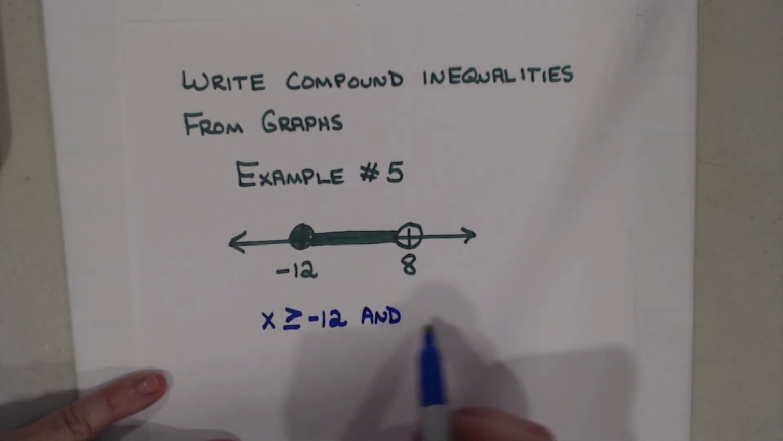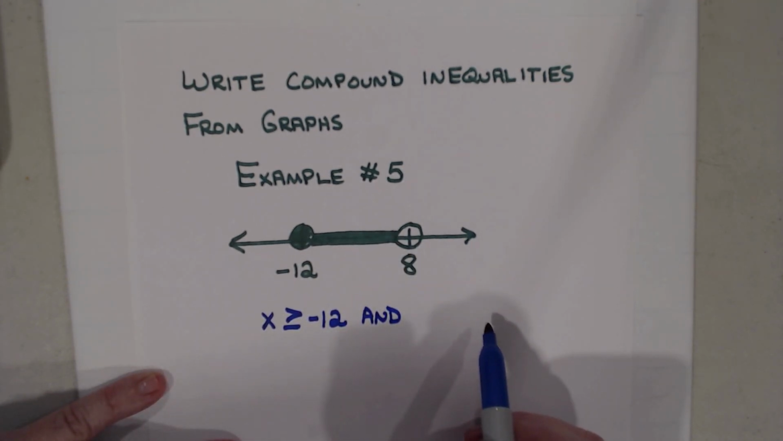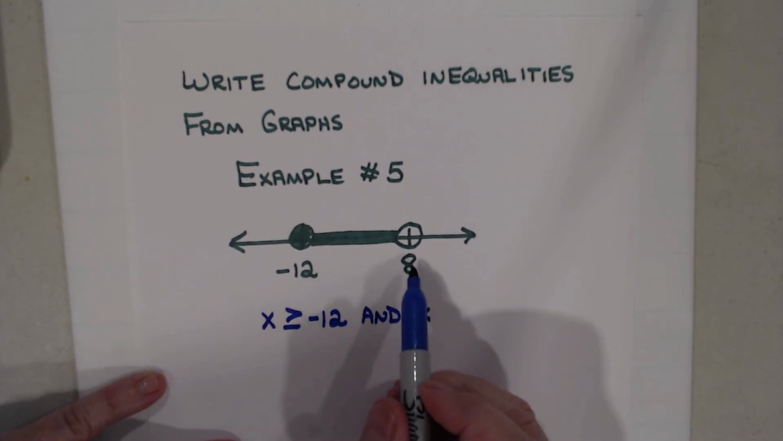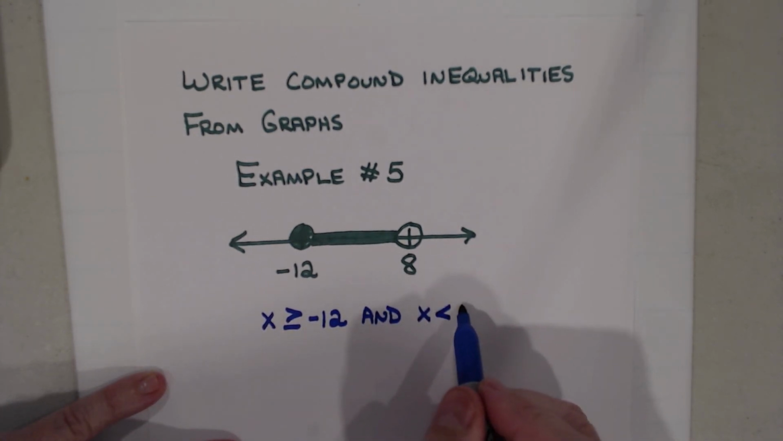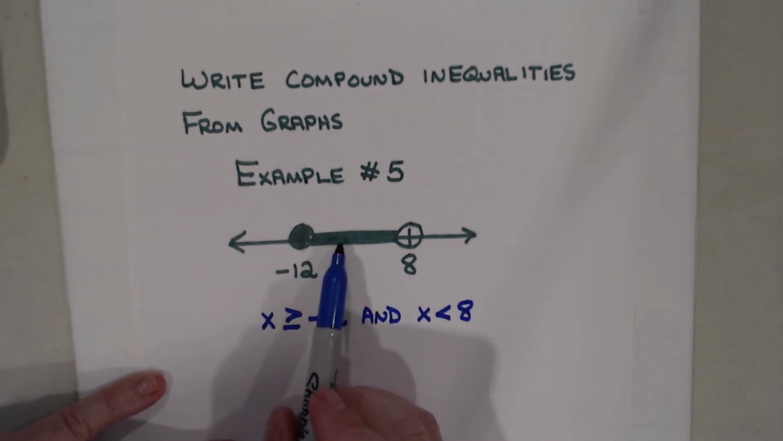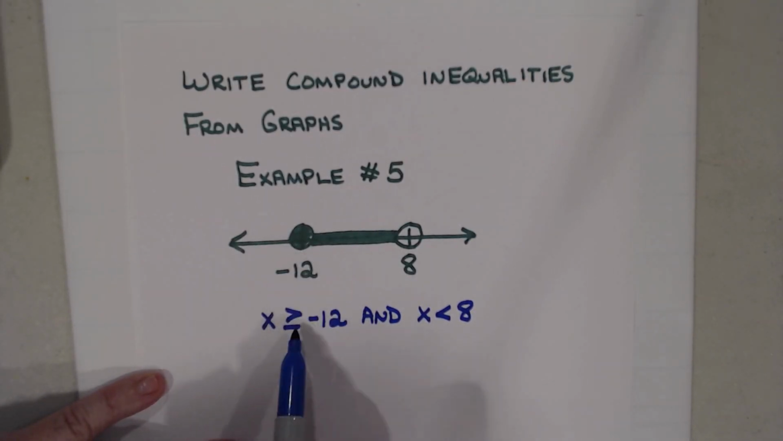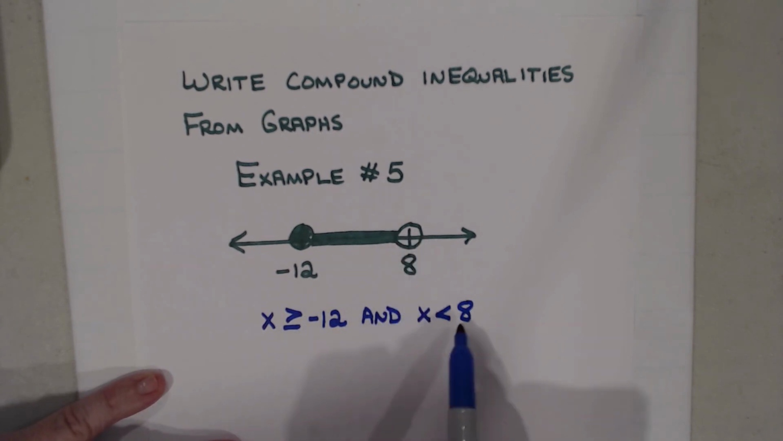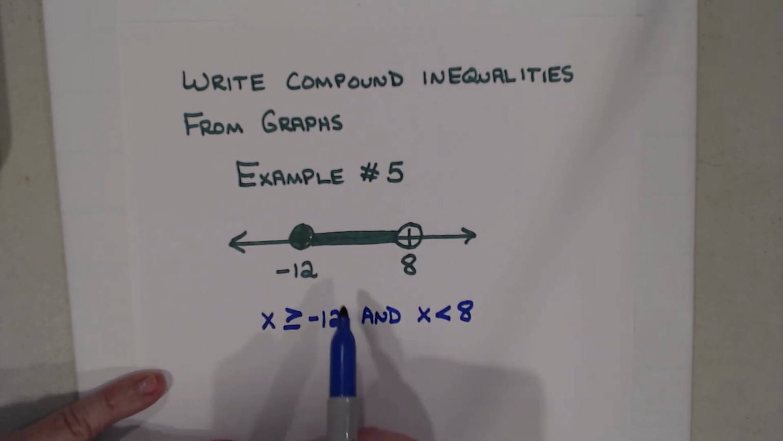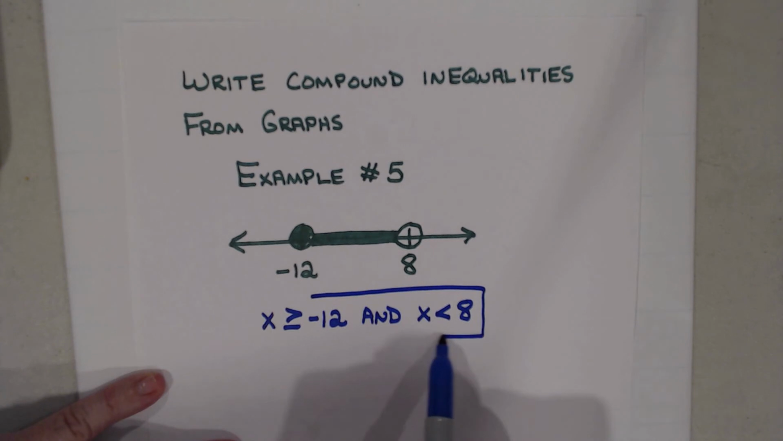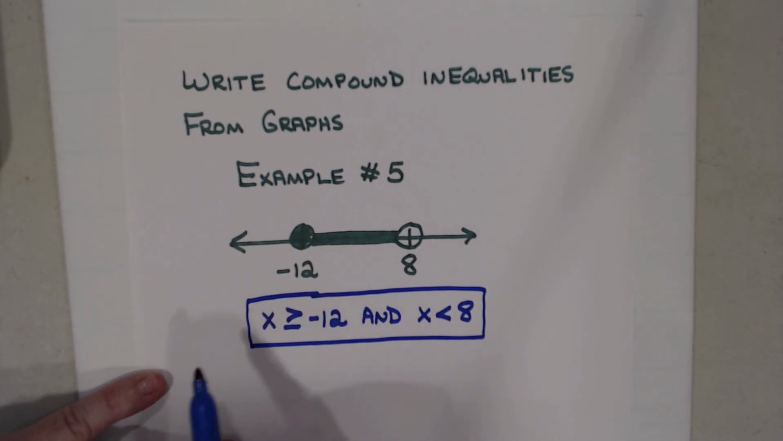Now I need to write this part of the inequality in symbols. All my answers are also less than 8. If it's shaded in the middle, I use the word AND. I use this part right here, and look where it's shaded. It looks like it's all greater than or equal to negative 12. And this part right here is less than 8. Here's me writing in symbols this graph right here.